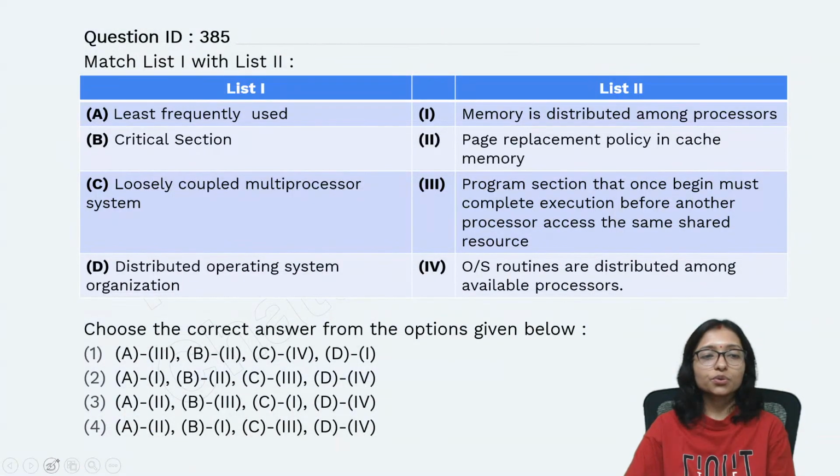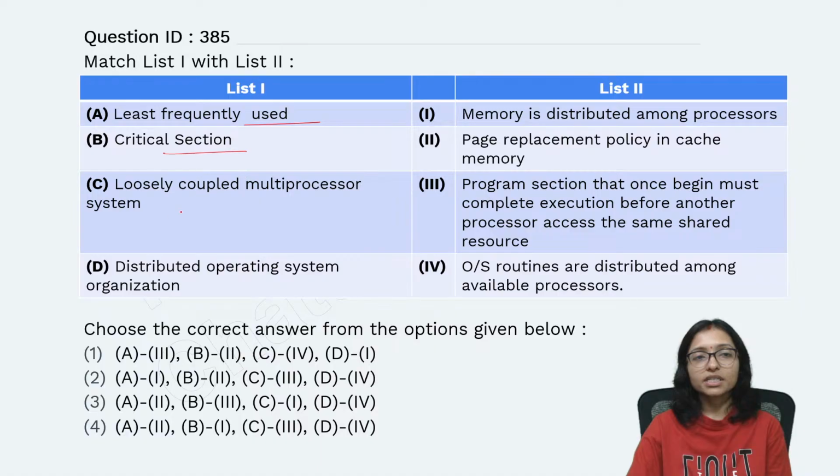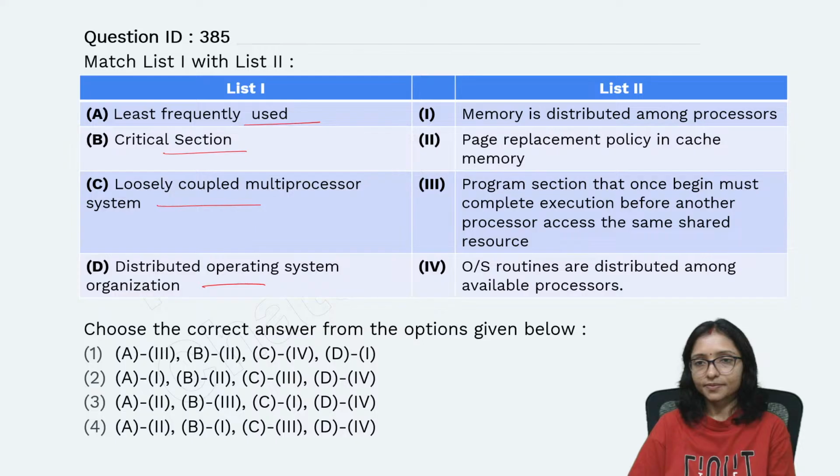Least recently used. Here: least recently used, critical section, loosely coupled and distributed operating system. With the matching, your concept revision is getting much faster. All the topics you are able to revise quickly.